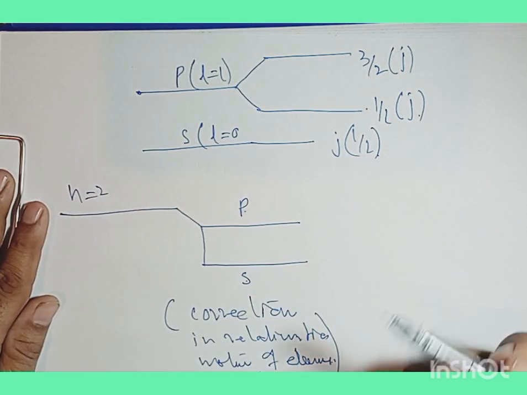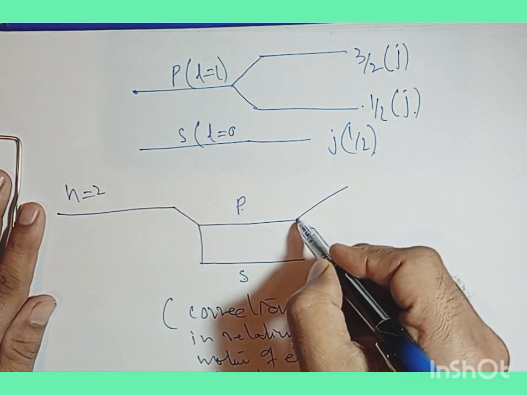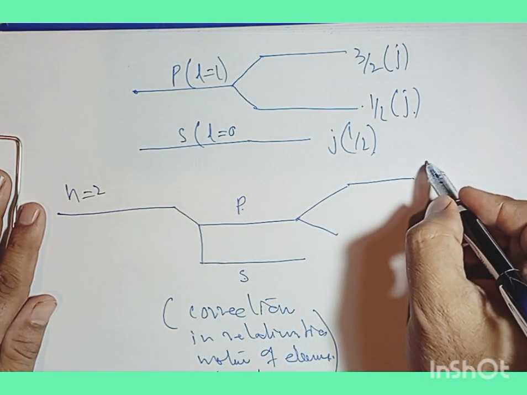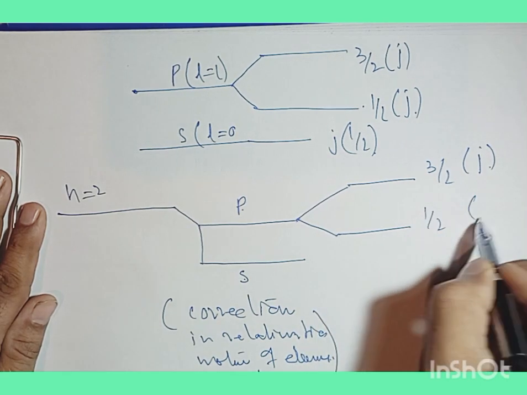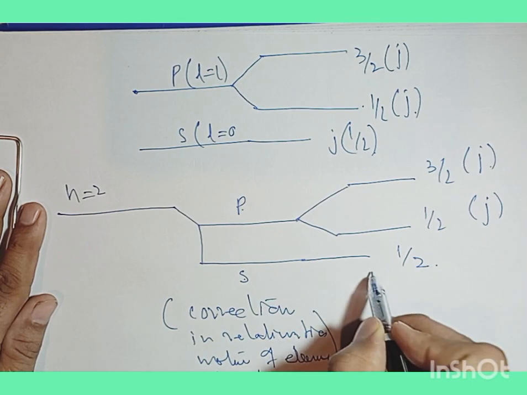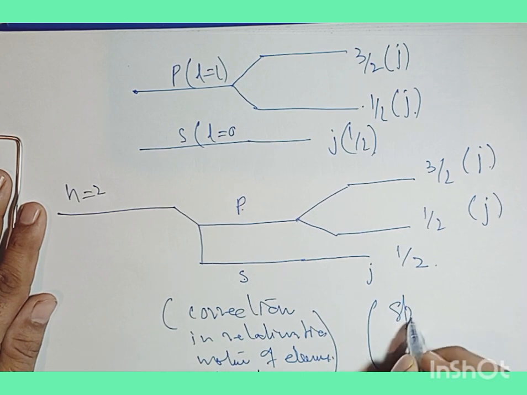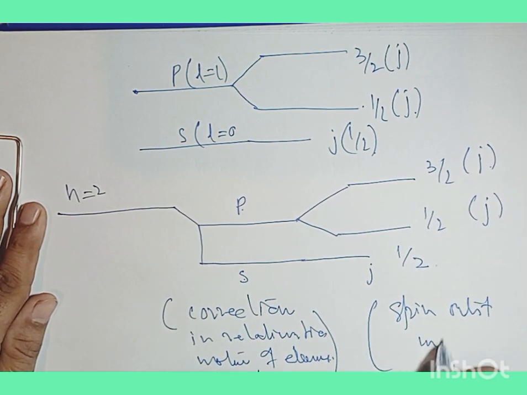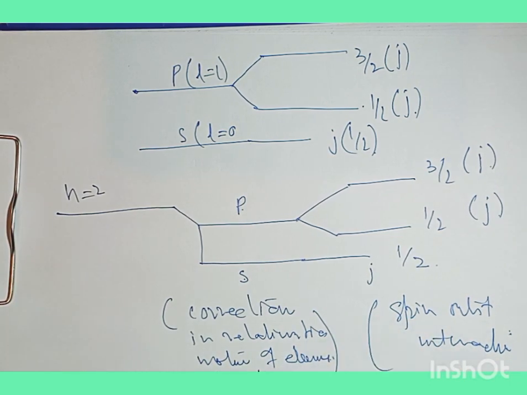Then when we talk about the spin orbit interaction, what happens here is that we have splitting. We have 3 by 2 for J, and we have 1 by 2 for J, and we have 1 by 2 for J for S state. So this splitting is the result of spin orbit interaction. So this result can be assigned to the spin orbit interaction that we have.